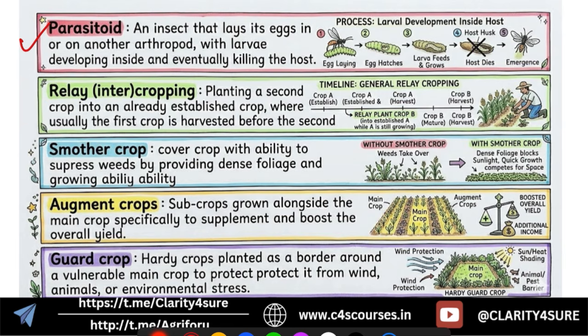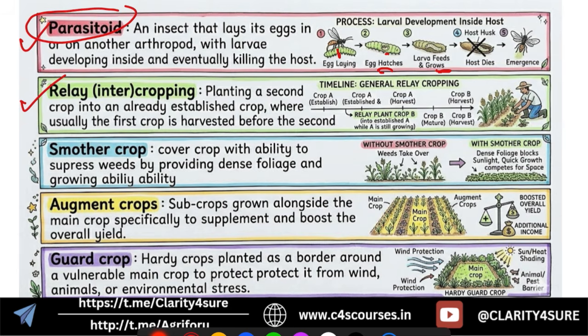So what is a parasitoid? It is an insect that lays its egg in or on another arthropod with the larvae developing inside. You can see it laid the egg, then that particular egg is going to feed on that host, and it is going to develop and eventually kill the host. Okay, and these parasitoids are used in the biological way of pest management to control the pest and insects, right?